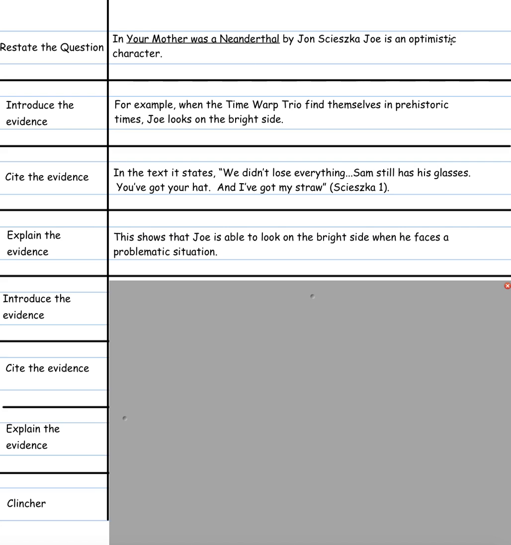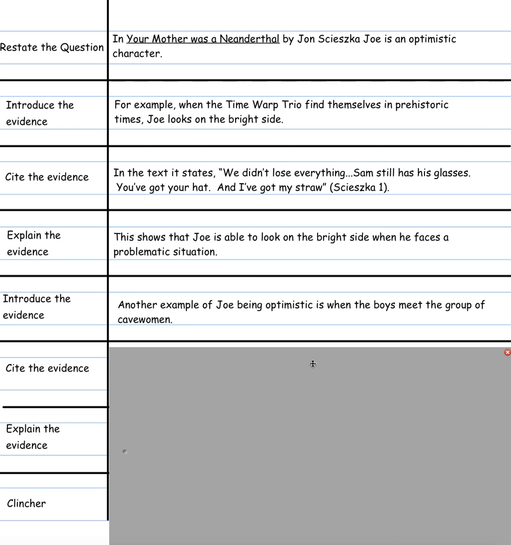So I started thinking about the time that the boys were in the cave and they first encountered the cave women. So I decided to use the transition, another example. So another example of Joe being optimistic is when the boys meet the group of cave women. So I tried to find a line that really shows Joe being the optimistic one and being really positive.